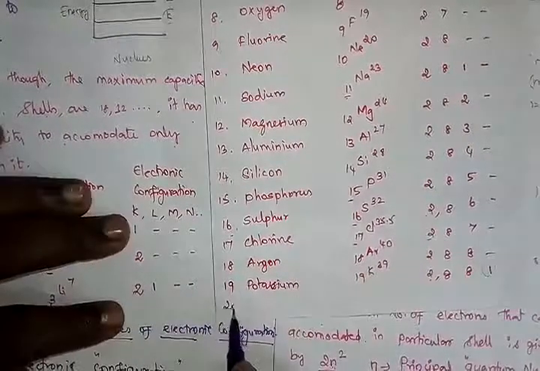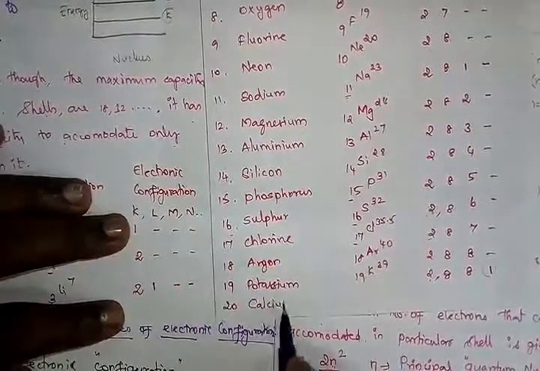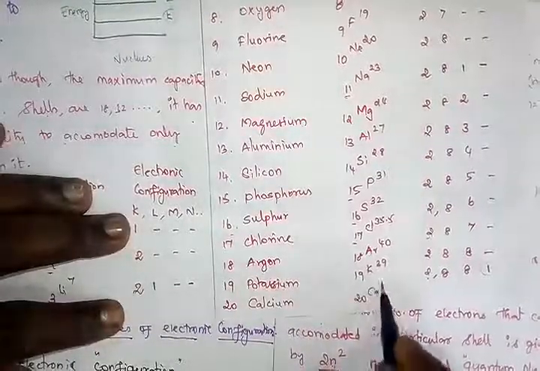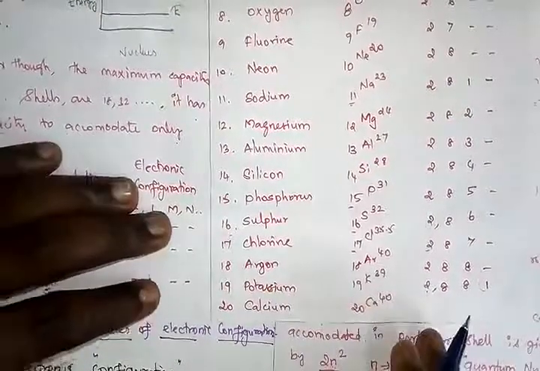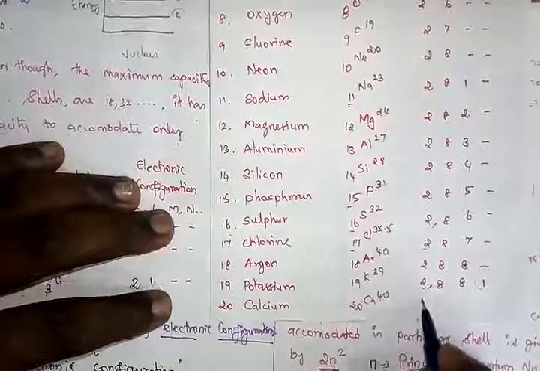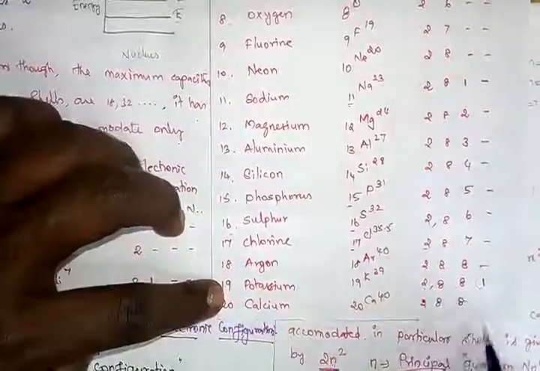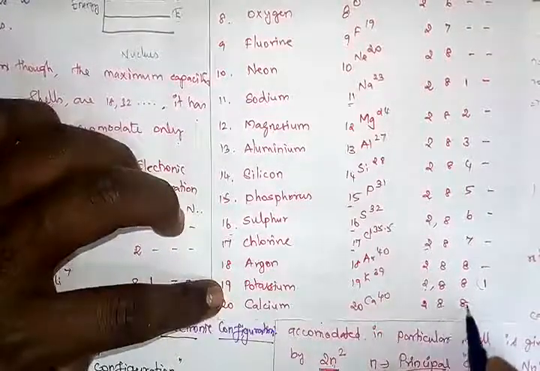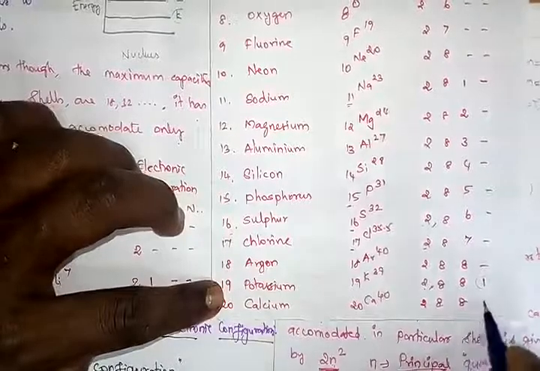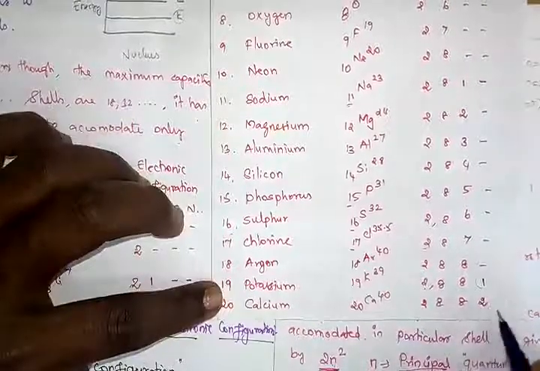The next one, 20, that is calcium 40. And how do you fill this? So there are 20 electrons, 2, 8, 8. So 10 plus 8, 18. 20 minus 18, the remaining is 2. So the last shell has 2 electrons.